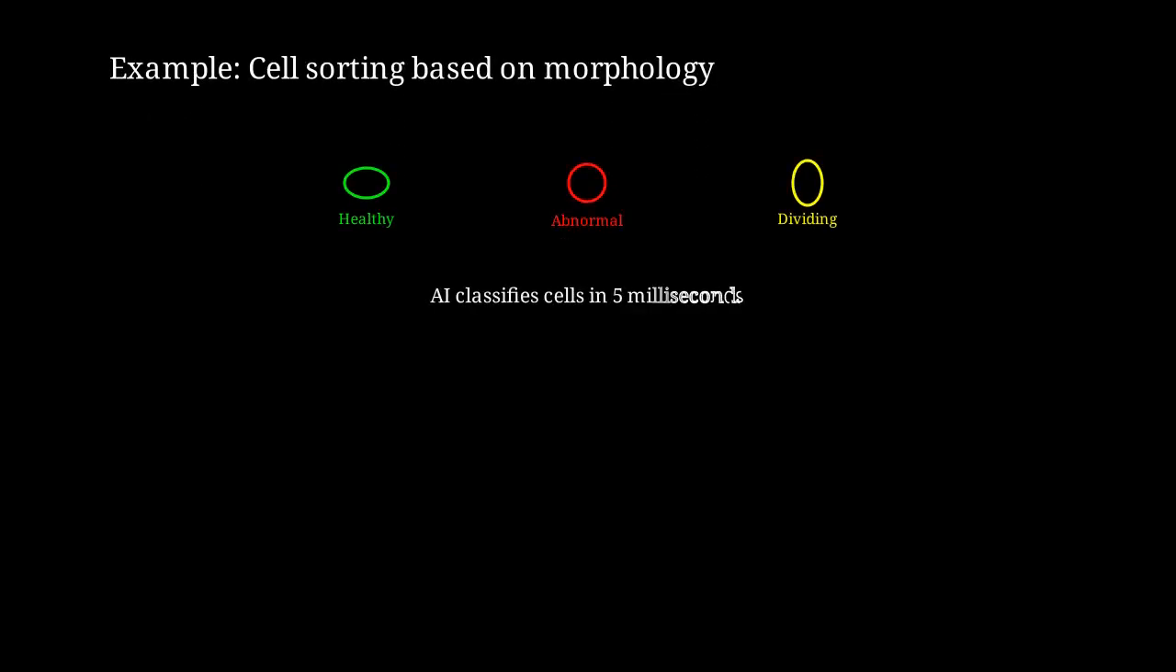The AI can distinguish healthy cells from abnormal ones, or identify cells in different stages of division, all in just 5 milliseconds per cell. This enables processing thousands of cells per hour with high accuracy.